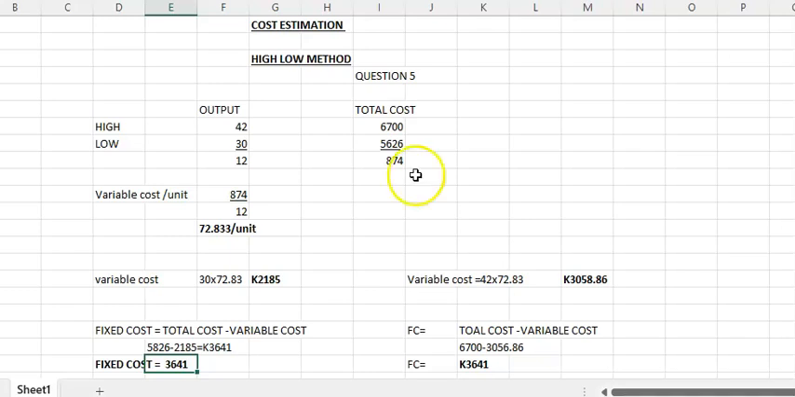Part A of this question is in the previous video. You can check it through on how we came up with these values.